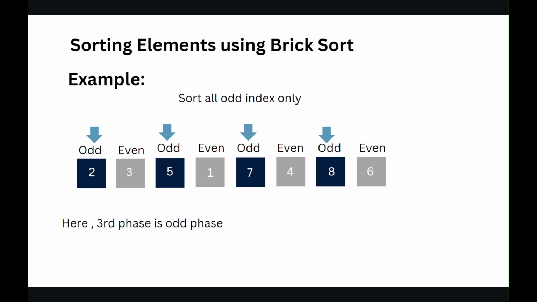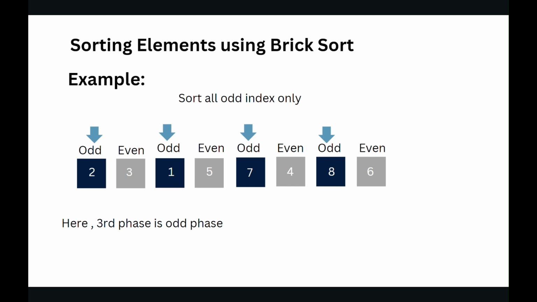In this third phase, similar to the first phase, we will sort all the odd index place values. The first odd index is 2 and its successor element is 3. As 2 is less than 3, no swapping is done. Next odd index is 5 and its successor element is 1. 5 is greater than 1, therefore swapping should be done.